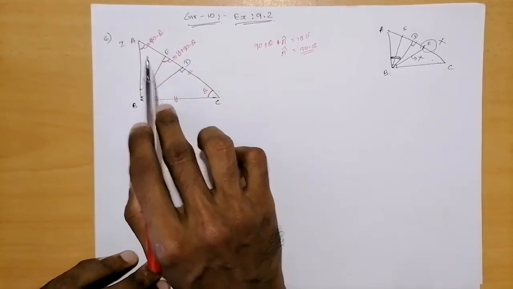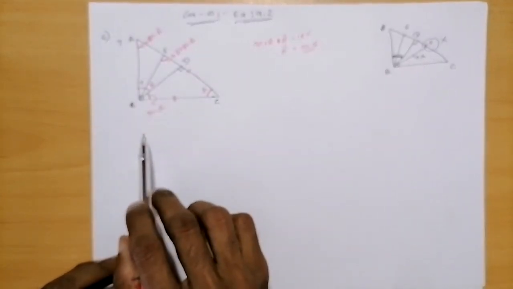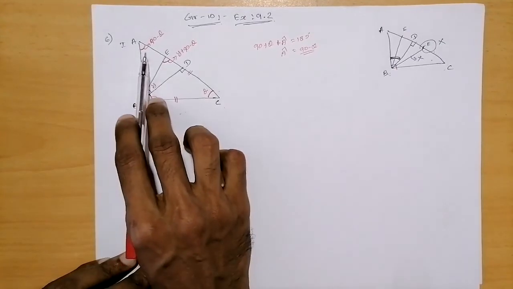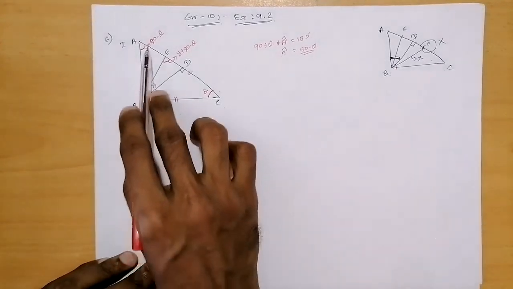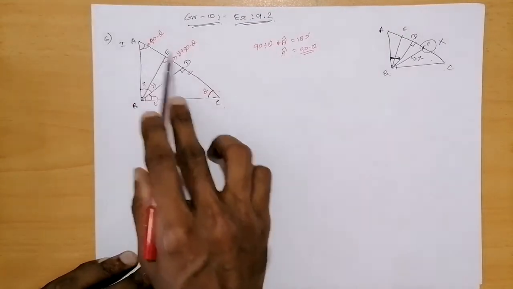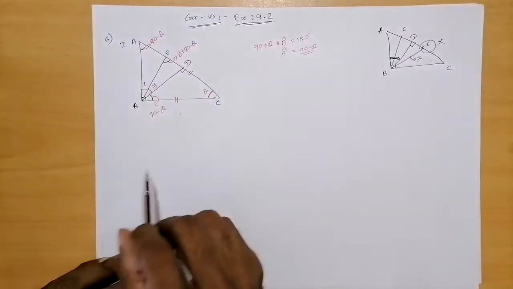Now we can go for triangle ABE. In triangle ABE, we have the angle X and we name the other angle 90 minus theta. If you add these two, it is equal to this angle, because of the exterior angle sum. Consider triangle ABE.